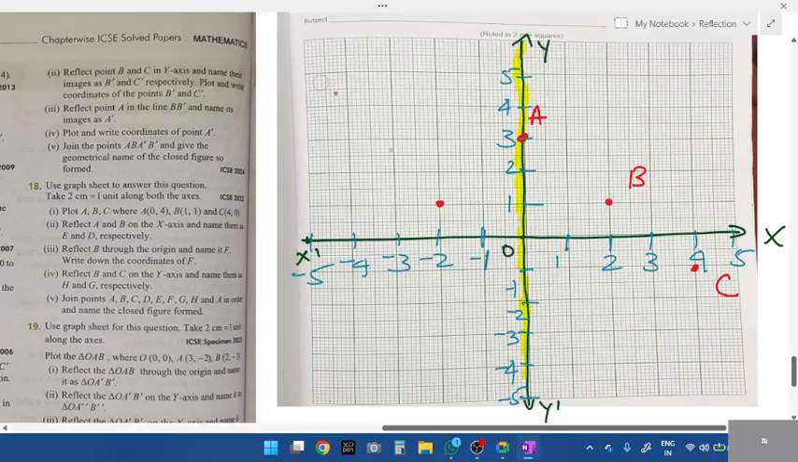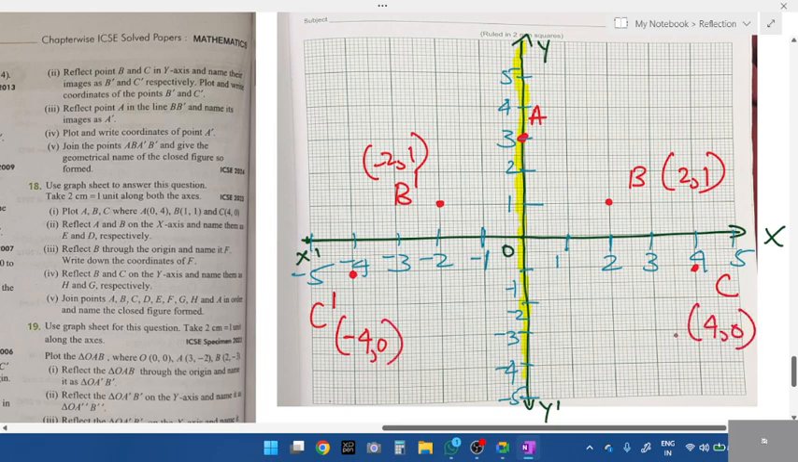Tell me the next one. C. Where does C lie? 4. Isn't it here? C dash, right? Plot and write the coordinates. You have to write the coordinate, right? For everything you write the coordinates, students. Better write for all the values. 2, comma minus 1. Here it becomes B dash, minus 2, comma 1. C dash, minus 4, comma 0. 4, comma 0. Next.